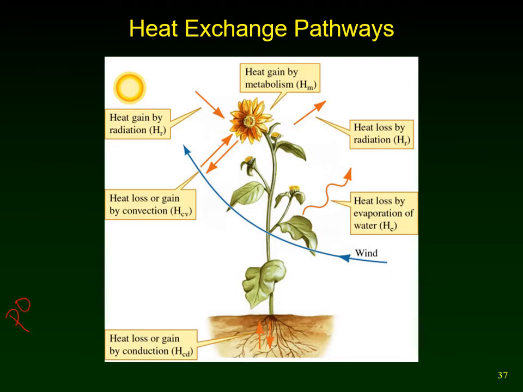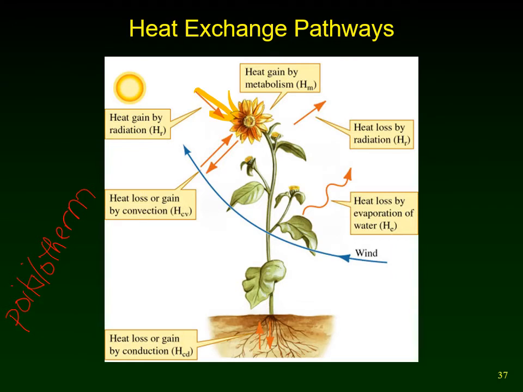That's how you spell poikilotherm. A poikilotherm's body temperature varies with the environmental temperature, and so it has to use some sort of external source of heat. Looking at this particular plant, let's say this is a sunflower living out in the desert, we can see the sun beating down on it, bringing heat into the plant, which is going to raise its temperature.